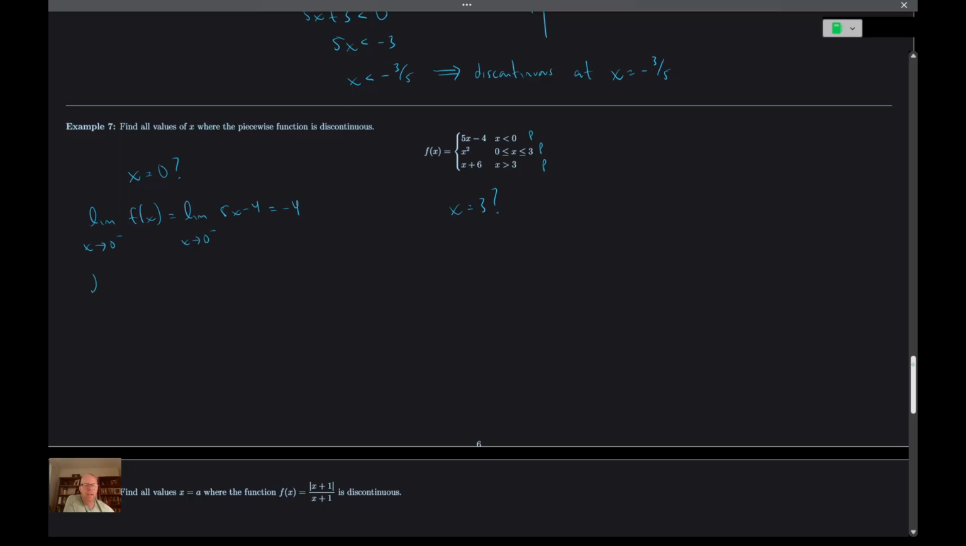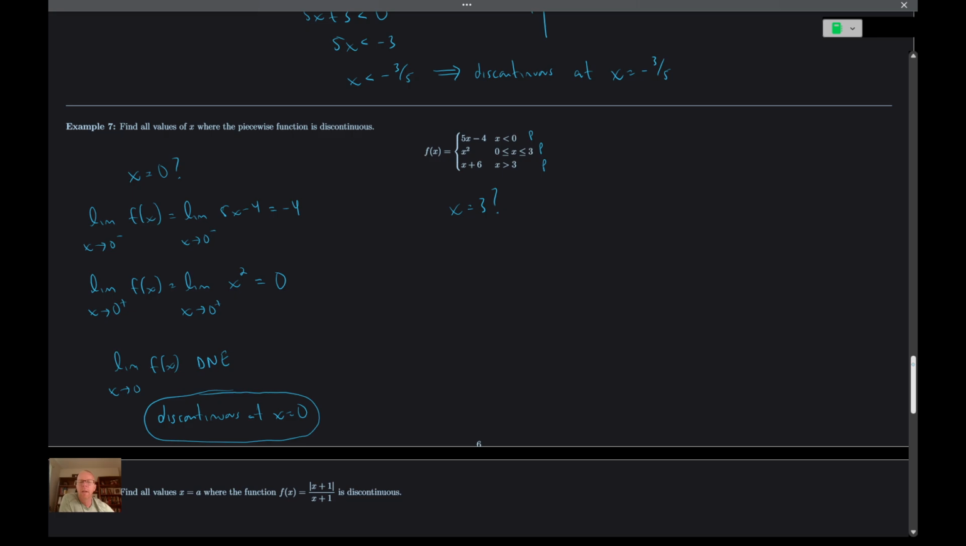Now, what about from the right? Limit as x approaches 0 from the right. Now when we're on the right, we are considering the x squared part of this function. So we're greater than 0 if we're coming from the right, and so we need to consider x squared. So that equals 0. And so these two are not equal. The two-sided limits are not equal. So the limit as x approaches 0 of f of x, the two-sided limit, does not exist. So not continuous, or discontinuous, at x equals 0.